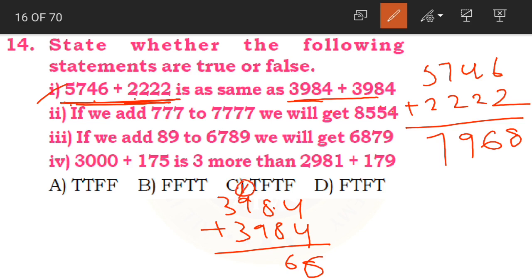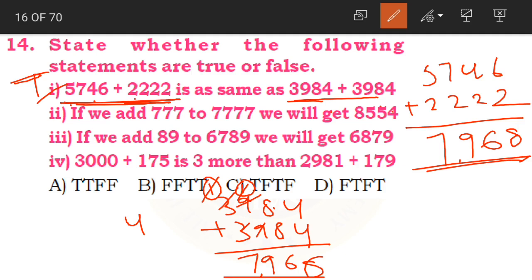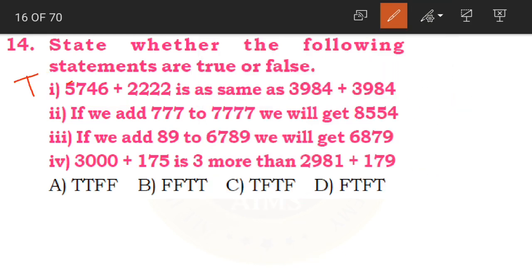6 here, 1 carried. 1 plus 9 is 10, 10 plus 9 is 19, 9 here, 1 carried. 1 plus 3 is 4, 4 plus 3 is 7. What did we get, children? 7968. The same answers, yes. So we can say that this is true. The sum is the same. Done with statement 1. Statement 1 is true. Now coming to statement 2.